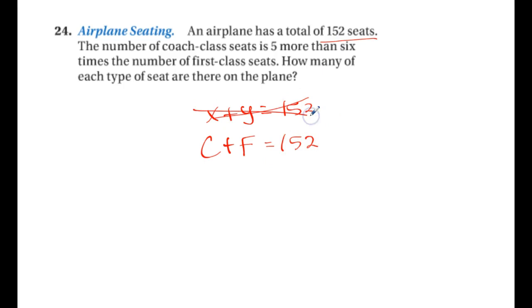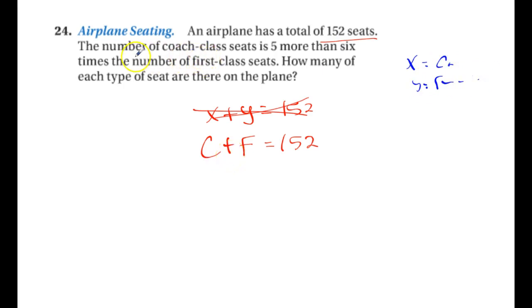So I'll get rid of x and y, and I will label the variables with something that makes sense to me so I can keep track of which is coach and which is first class. You can always go over here and define x is the coach and y is the first class, but that takes some time. So I'm just going to use C and F instead.